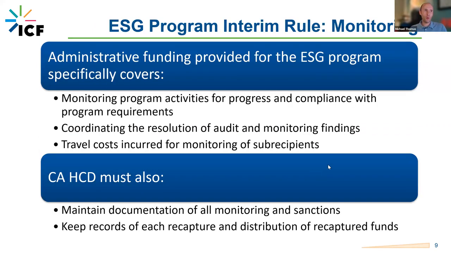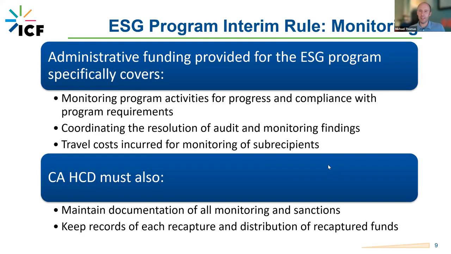The ESG program interim rule does also say a few things about monitoring. So again, if you remember that circle around compliance we showed you, we just went through the uniform guidance. Now we're moving on to the ESG program interim rule. Administrative funding provided for the ESG program specifically covers monitoring program activities for progress and compliance with program requirements, coordinating the resolution of audit and monitoring findings, and any travel costs incurred for monitoring of subrecipients.